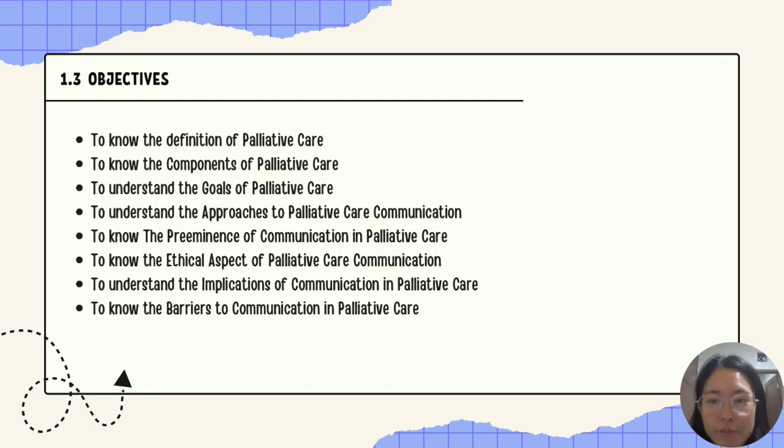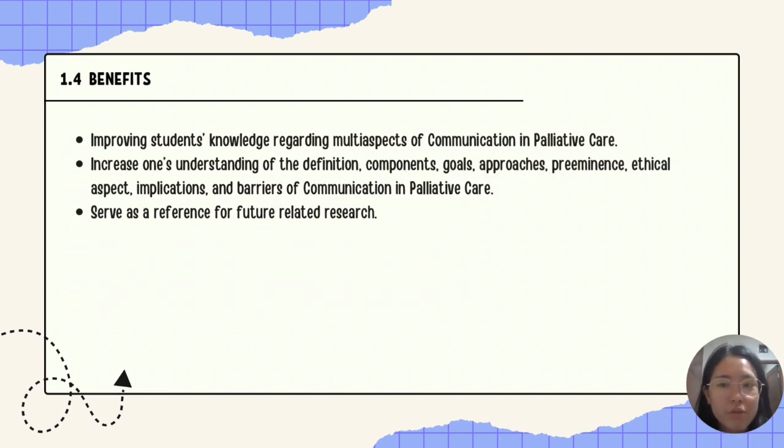The objectives of this student project are written in this slide. They basically are for answering all of the problem formulations from the slide before. Lastly, the benefits of this student project. The first one is to improve student knowledge regarding multi-aspects of communication in palliative care. Also, to increase one's understanding of the definition, components, goal, approaches, preeminence, ethical aspect, implication, and barriers of communication in palliative care. And the last one is to serve as a reference for future related research.